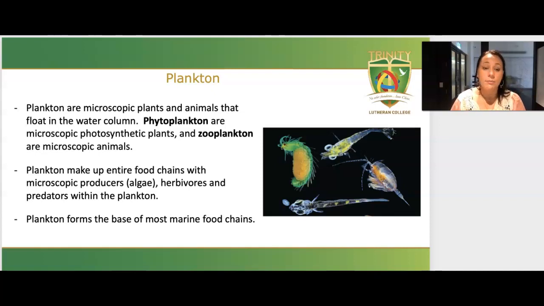So there are some microscopic plants like algae that are eaten by herbivorous plankton, which are then in turn eaten by predators in the plankton. But as a whole, plankton also forms the base of most of our marine food chains.